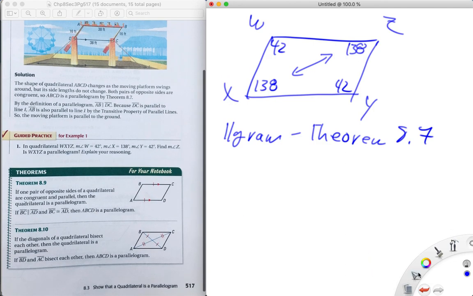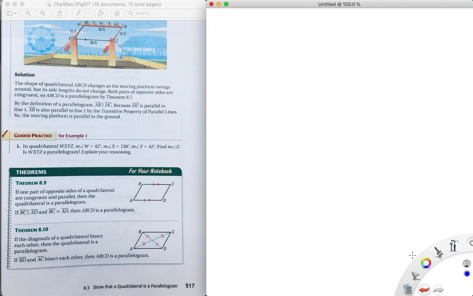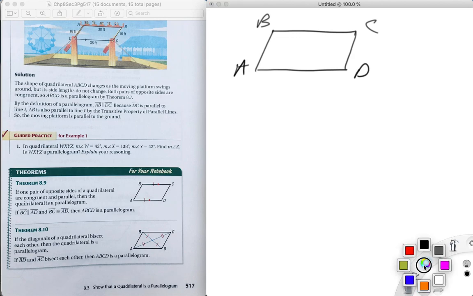It leads us to 8.9. So 8.9 is actually different from the others. This is not an inverse of the previous section. This one is a different one. What it says is that if we have a parallelogram A, B, C, and D, and one side, not opposite pairs or two pairs, one pair, is both congruent and parallel, then we can say that it is a parallelogram.